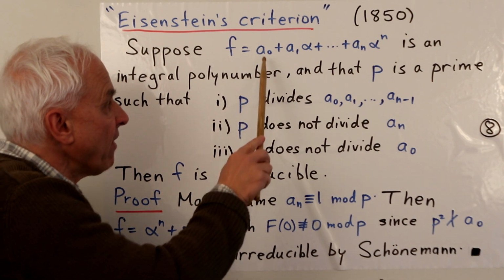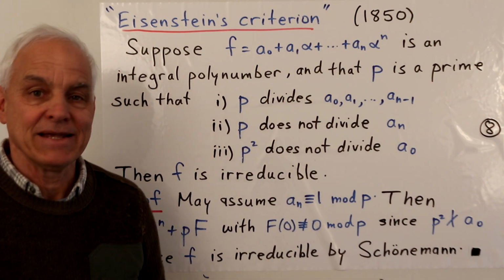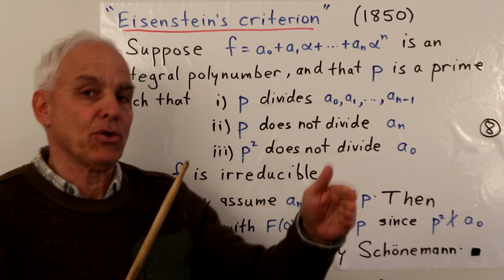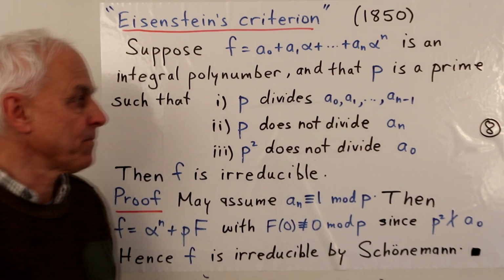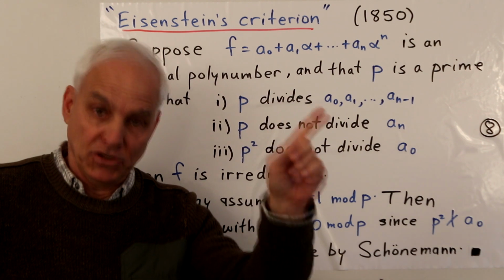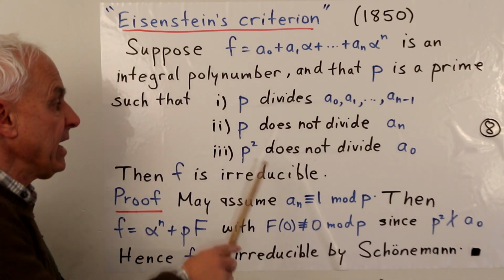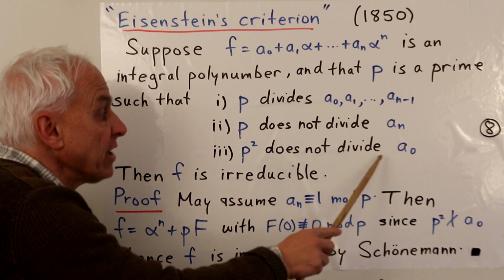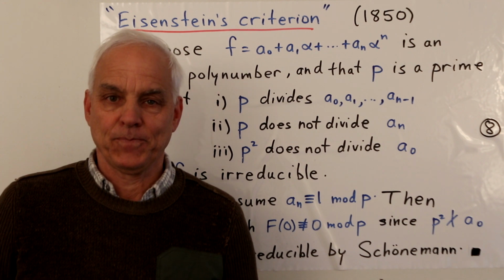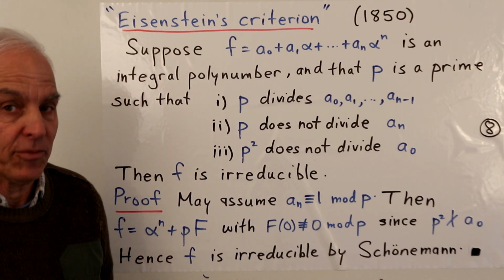First of all, p divides a0, a1, all the way up to a sub n minus 1. So all the way up to, but not including, the top coefficient. We'll assume that p actually does not divide the top coefficient a sub n. And finally, that p squared does not divide the lowest coefficient a0. The conclusion is that then f is irreducible.